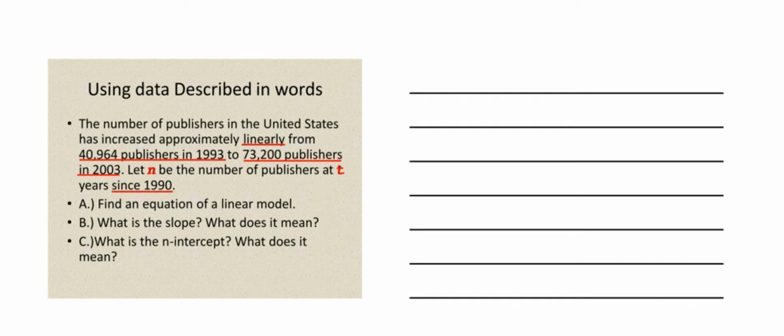So since 1990 implies that this was the starting point. This is when they started counting, in other words. Or in other words, if you had a stopwatch, you started at 1990. That was your time 0 or your year 0. So that's a critical piece of information: when it started. It started in 1990.